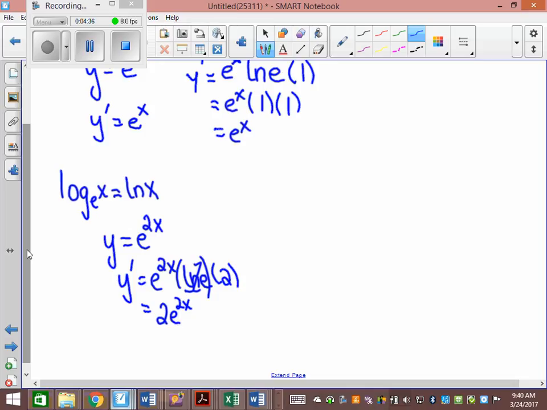Yes, but only with an e. Because if it was like 4 to the 2x, this would stay ln 4, right? It doesn't go away. It's only e that becomes 1. So let's try one like this.